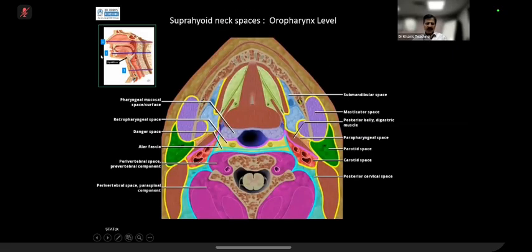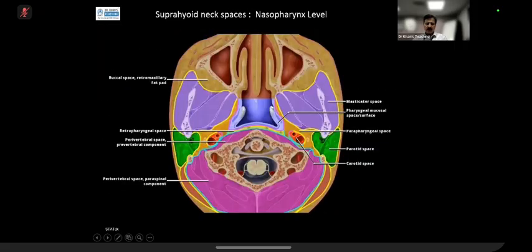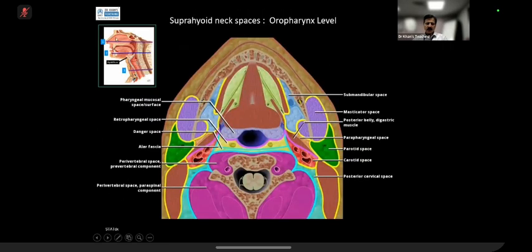If we come slightly inferiorly, this slice was at the level of the nasopharynx. The slice which is number one here was the nasopharynx. Now we are going through the oral cavity, through the tongue. We are still in the suprahyoid neck. The landmark is the tongue. You can see the anatomy changes, and this is the oropharynx. Look at the spaces. They're still there, but the configuration has changed.